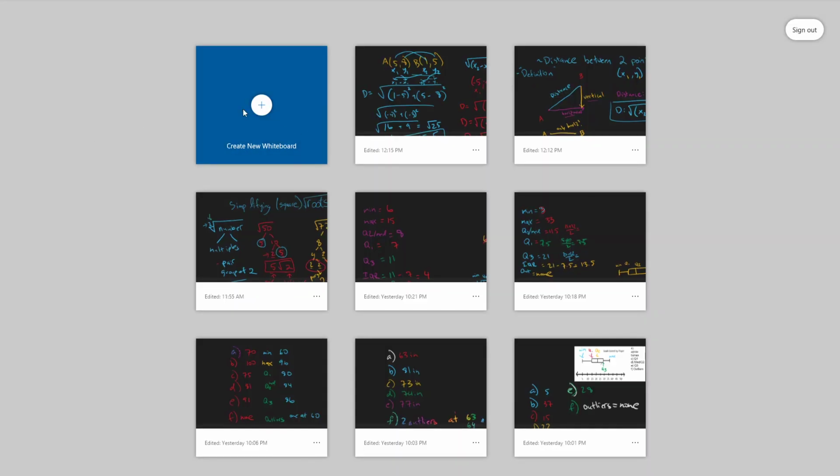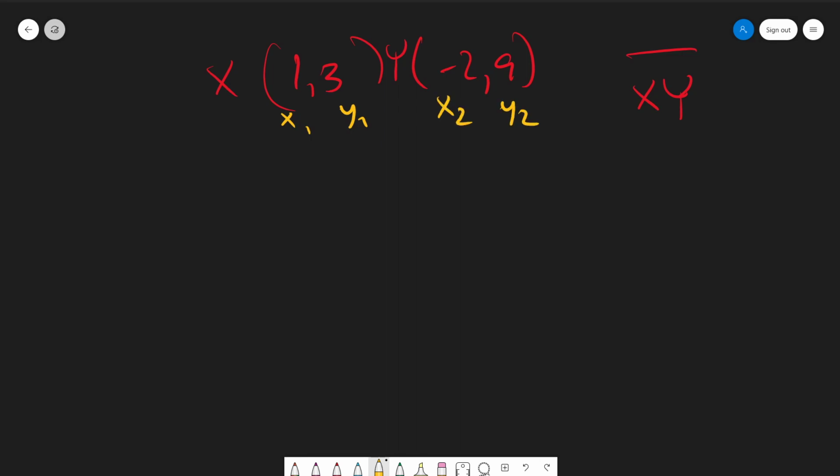Alright, I'm going to do one last example. My last example is going to be with 1, 3, and with negative 2, 9. So we're going to find this distance. It's always a distance between 2 points. So like I'm finding distance xy here, or distance AB, or whatever your 2 points are. Either way, the best way for me to do this is to organize x1, y1, x2, y2.